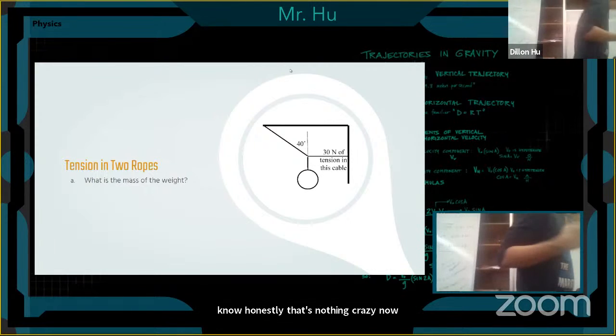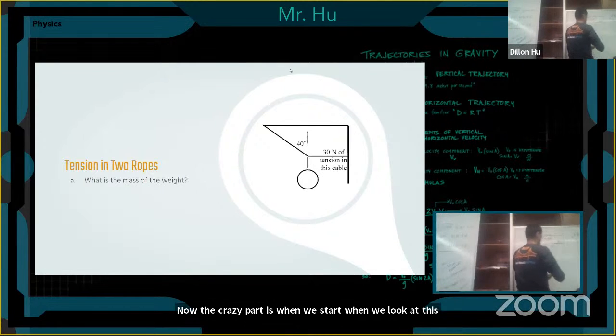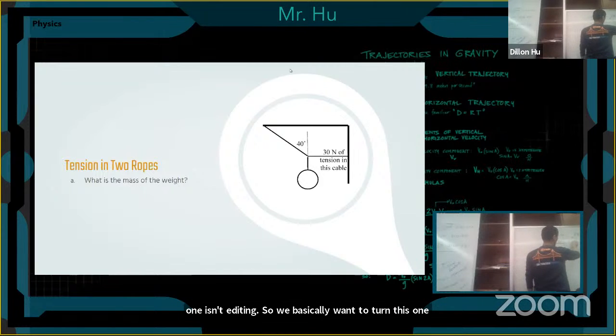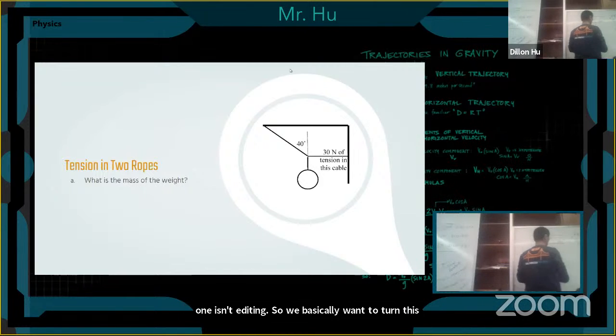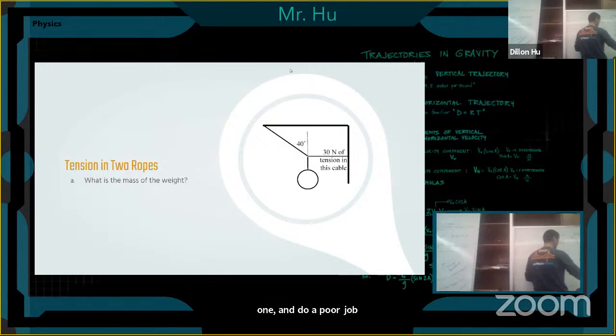Now, the crazy part is when we look at this one, because this one's at an angle. So we basically want to turn this one into a horizontal or vertical force. So let's do a bit of trigonometry here.